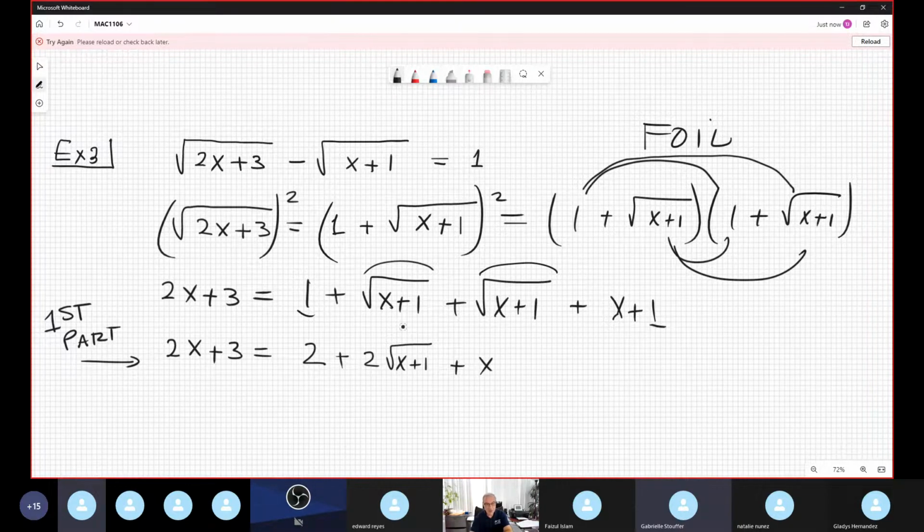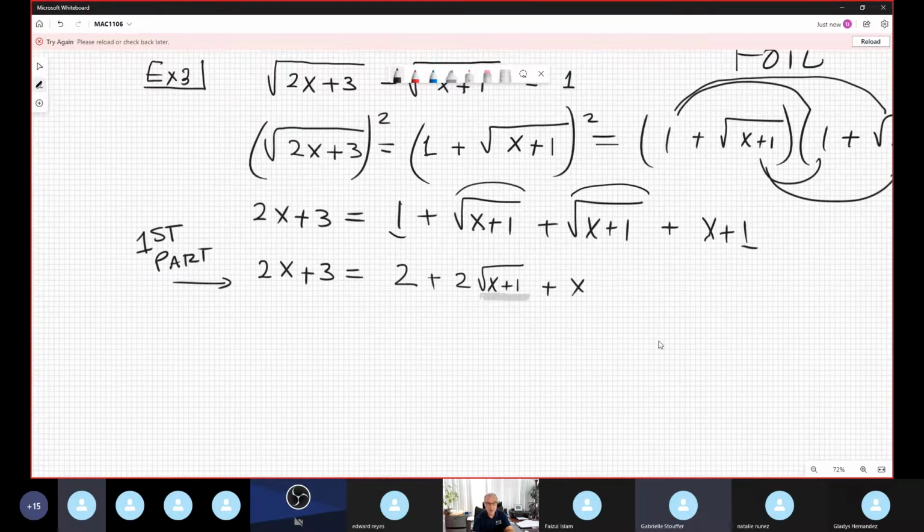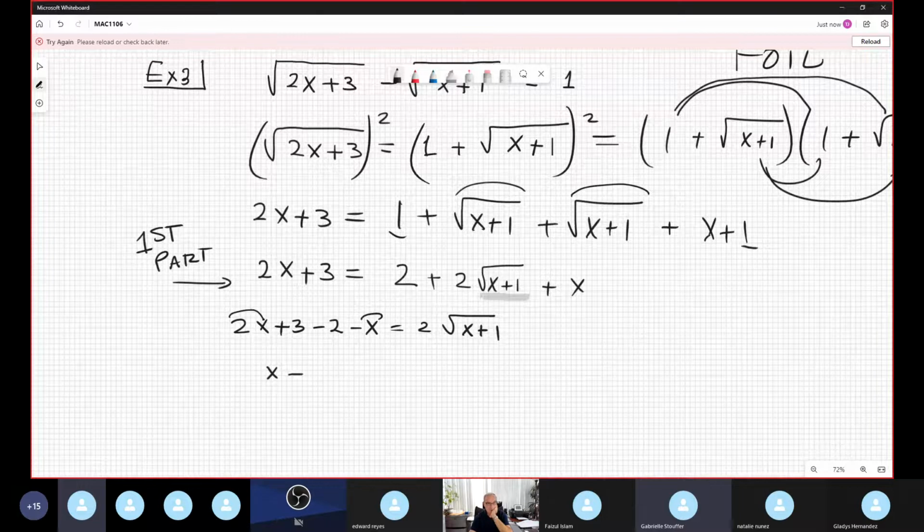Now, my goal is to eliminate the second radical. So I need to do something to eliminate it. Well, to say again, you isolate the second radical. Okay, it is 2x plus 3, bring down. I move 2, subtraction. I move x, subtraction, equal to 2 times radical of x plus 1. Cool? Now 2x minus x is 1x. And 3 minus 2 is 1. Little by little, you approach the solution.